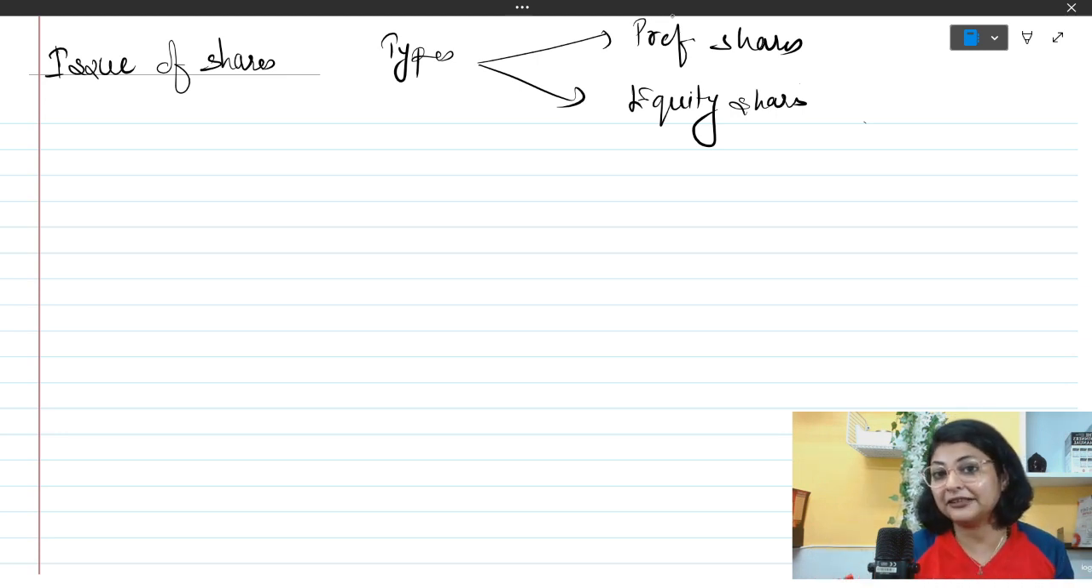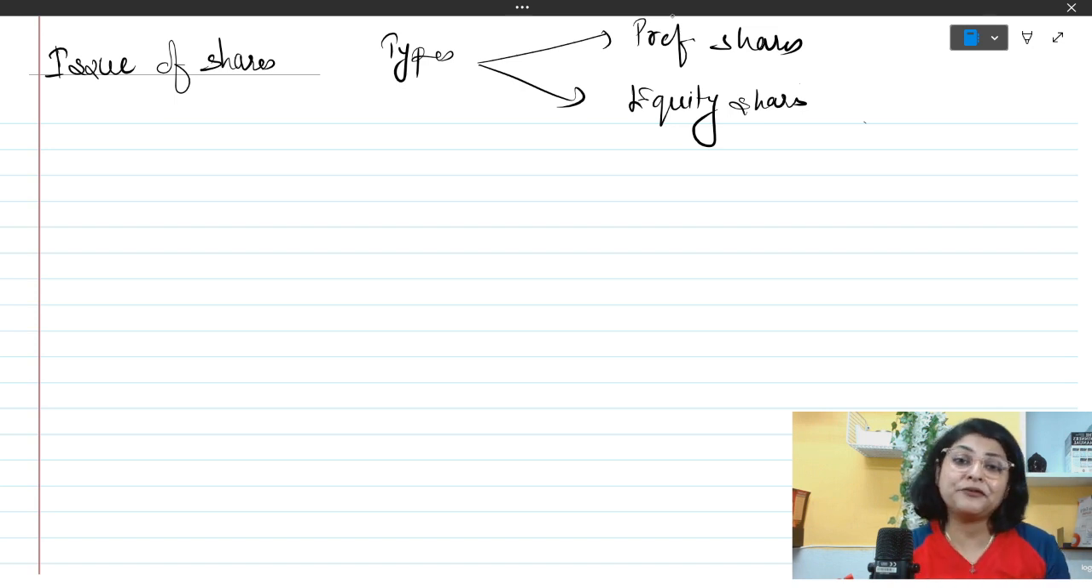So their part in the ownership is called share capital. This share capital is of two types, preference share and equity share. I said preferential right at two places. What are these two places? Number one, when the company issues the dividend to the shareholders, first preference shareholders will be paid the dividend, and then equity shareholders will be paid the dividend.